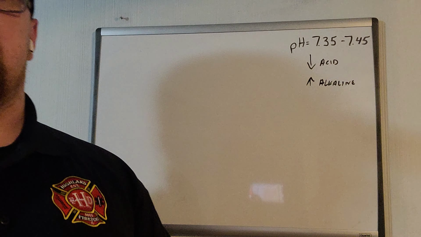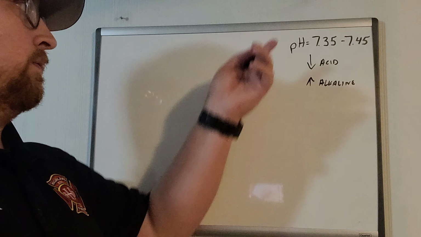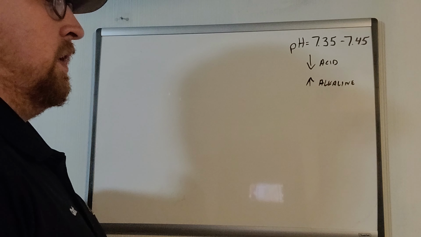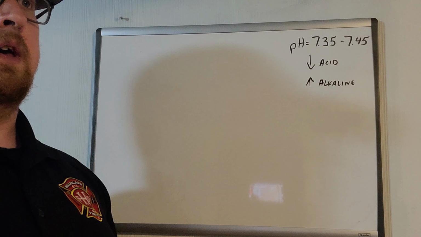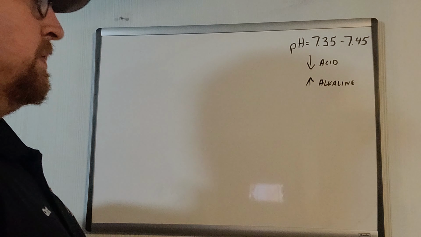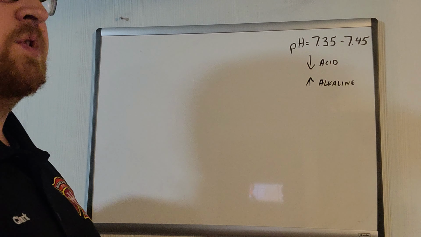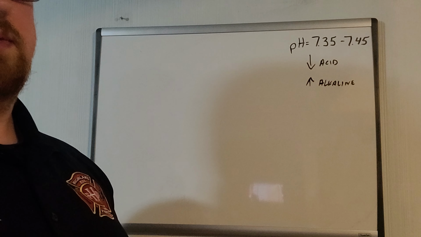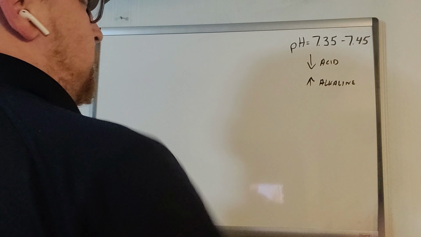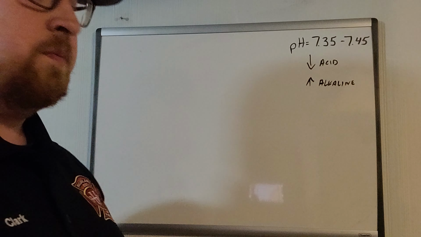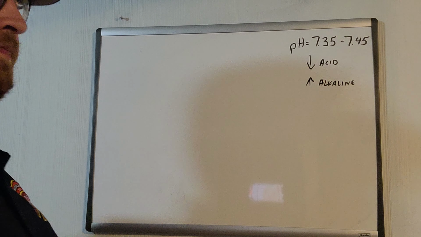So basing everything off of where your pH stands will tell you where you're lying, whether, like I said, you're in a respiratory acidosis, metabolic acidosis, respiratory alkalosis, or metabolic alkalosis. Hopefully, obviously, you stay within the 7.35 to 7.45, and everything is good. But if that were the case, you wouldn't be watching this video.